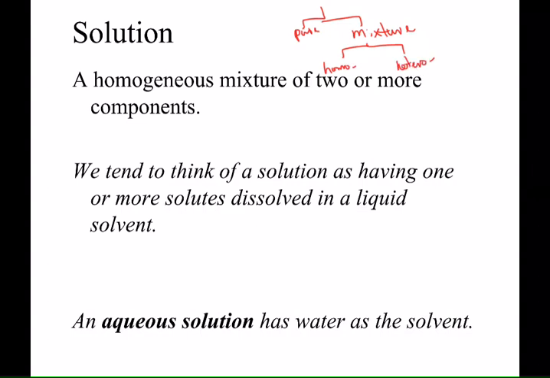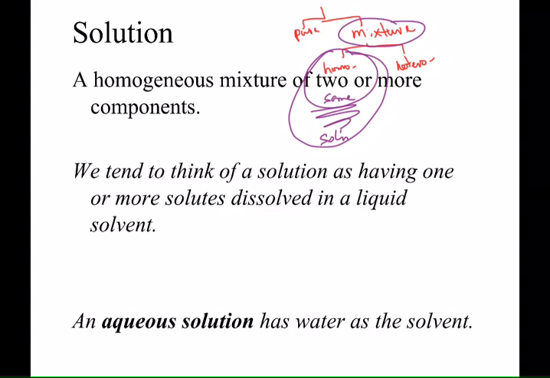Which of these two mixtures is the same throughout? Homogeneous mixture is the same throughout. When we have a solution, that means that you have two or more substances that are physically combined, like mixtures are, and they are the same throughout. So solutions are another type of homogeneous mixture. How's that for pulling things together?